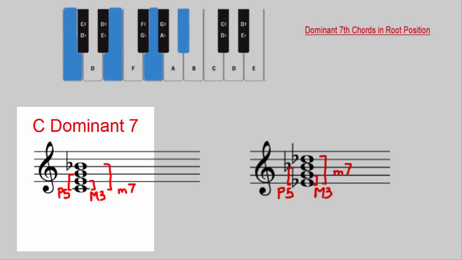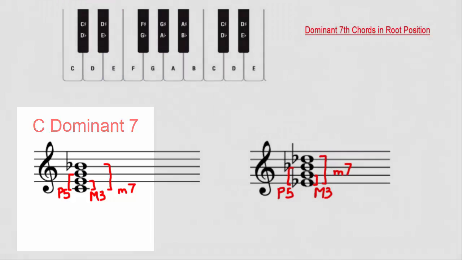Root position means that the root is the lowest note, so it makes sense that when we look at this chord the C is the bottom note. If we begin to build up from the C, we can build up a major third to the E and build up a perfect fifth to the G, just like a major triad. However, to make it a dominant 7th chord, we have to build up a minor 7th from the root, which would be a B flat. Together, these four notes make a C dominant 7th chord.